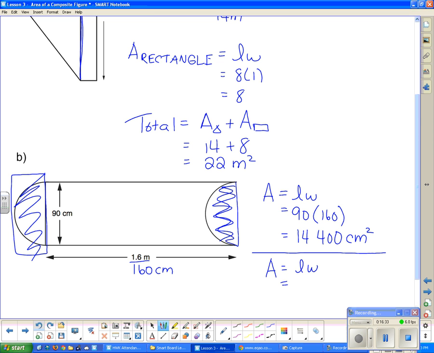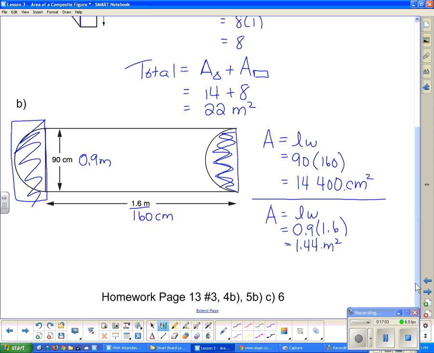Or if you had done it in meters instead of centimeters, we'll do that this time. Area is still length times width, except that 90 centimeters is 0.9 meters. So length times width would be 0.9 times 1.6. And 0.9 times 1.6 is 1.44. This time in square meters. Now, those two are the same thing. Just notice that there's a lot more than 100 square centimeters in one square meter, so you can't just convert afterwards.